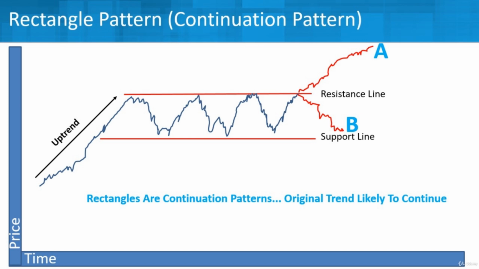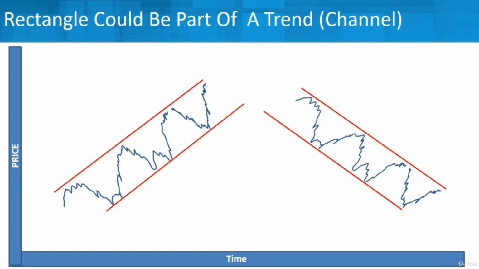Now, if it was a downtrend, it'd be the exact opposite, right? So just think of this rectangle and just flip the line on the left there, where it would be a downtrend, and it would break through B, break through the support level, and continue the downtrend, and you adjust your trading accordingly.